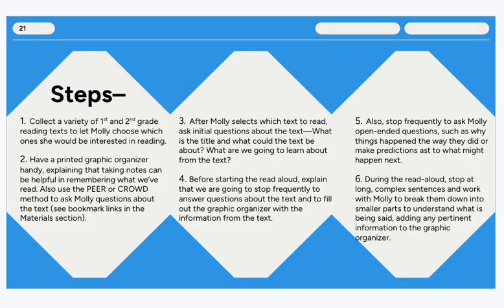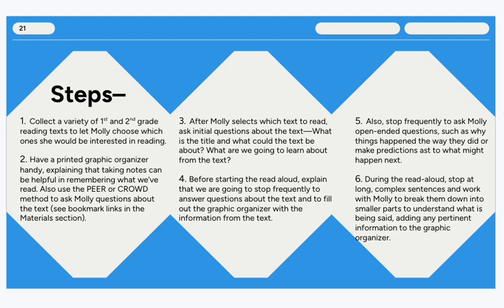The steps in this process are to collect a variety of first and second grade reading texts and let Molly choose which one she might be interested in reading. We would provide her with a printed graphic organizer and explain to her that taking notes during reading can help her remember what she read. We're also going to use the peer or the crowd method to help Molly ask her questions about the text.